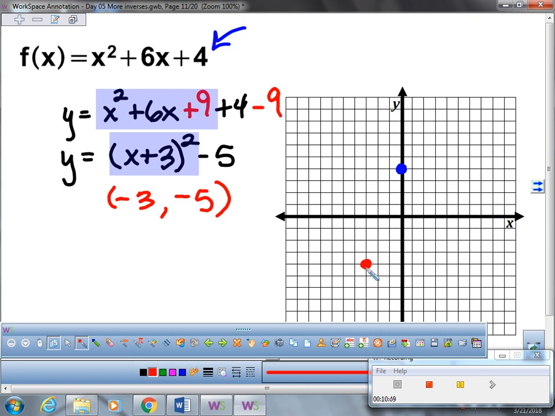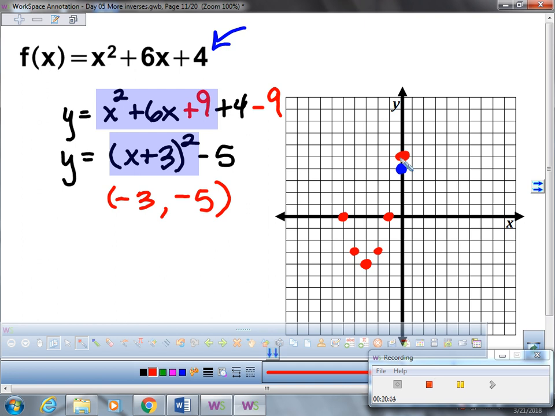I know what a parabola shape should look like, right? Over 1, up 1. Over 2, up 1, 2, 3, 4. Over 3, up 9. 1, 2, 3, 4, 5, 6, 7, 8. Uh-oh. 1, 2, 3, 4. What did we do wrong?